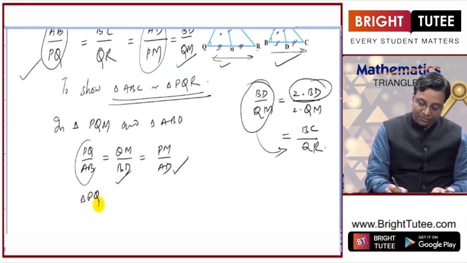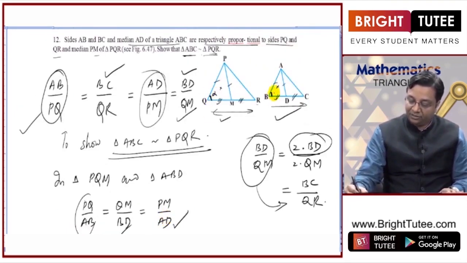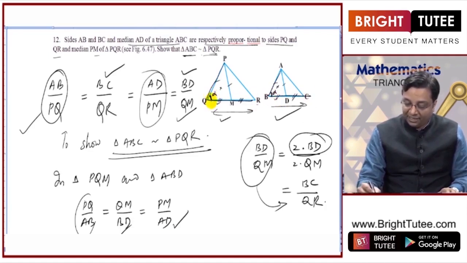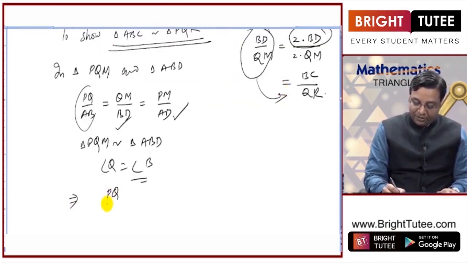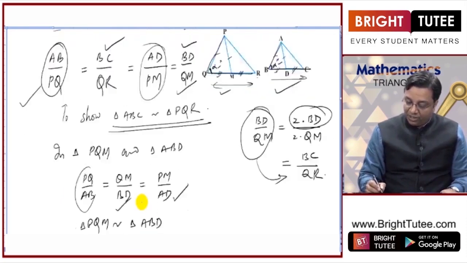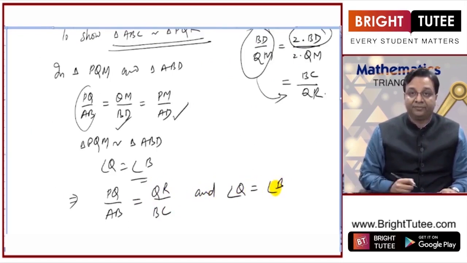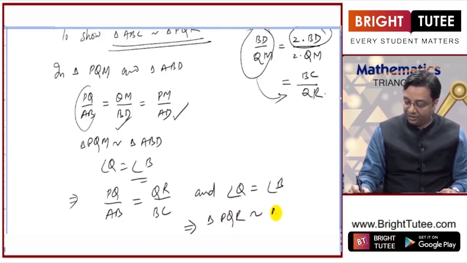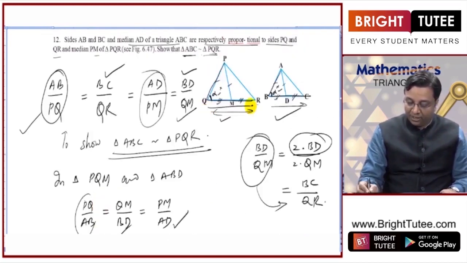Hence, I can say triangle PQM is similar to triangle ABD, and if these are similar, angle Q will be equal to angle B. So this angle here, if this is alpha, this is also alpha. Right? Now see, PQ by AB is equal to QR by BC, and the angle included between them are also equal. Hence, these two triangles are similar. So I can say PQ by AB is equal to QR by BC, this is given, right? And angle Q is equal to angle B. Hence I can say triangle PQR is similar to triangle ABC. Right? PQ and QR and angle included between them.